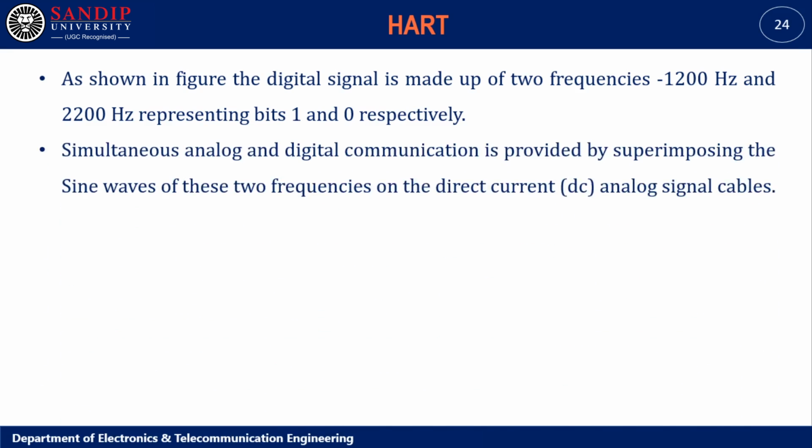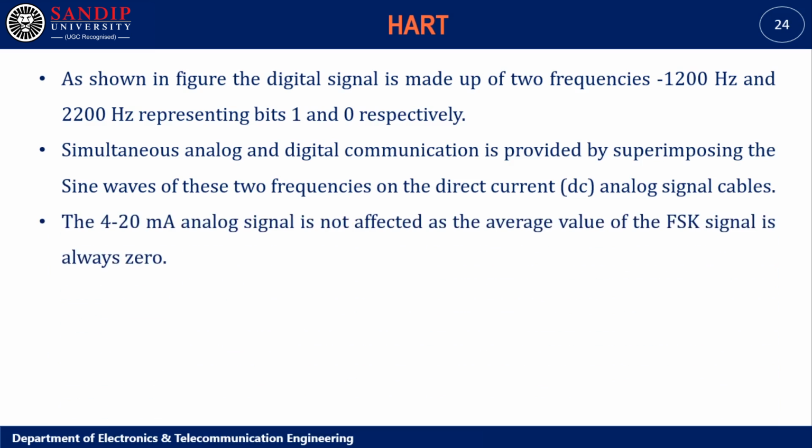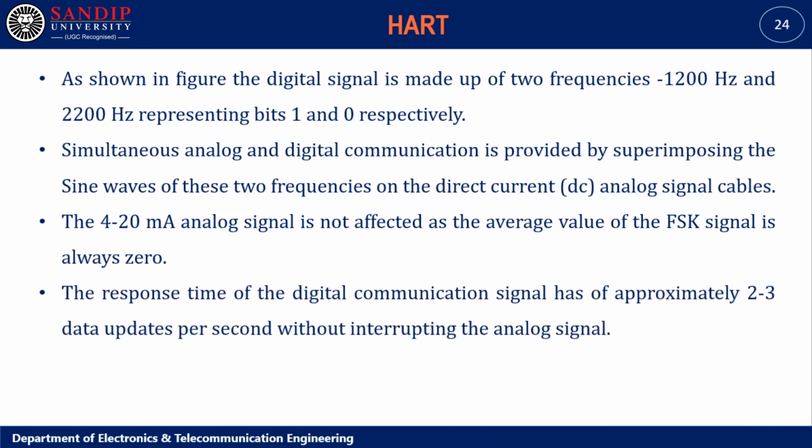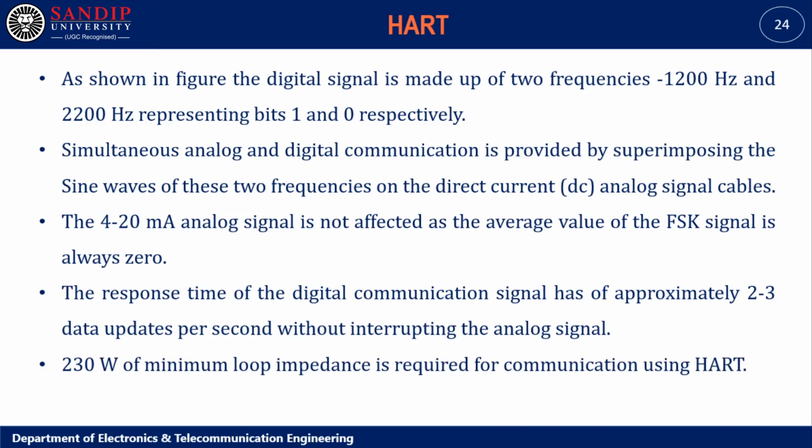Simultaneous analog and digital communication is provided by superimposing the sine wave of these two frequencies on the direct current, that is DC analog signal cables. The 4 to 20 mA analog signal is not affected as the average value of the FSK signal is always 0. The response time of the digital communication signal is approximately 2 to 3 data updates per second without interrupting the analog signal. 230 ohm of minimum loop impedance is required for communication using HART.